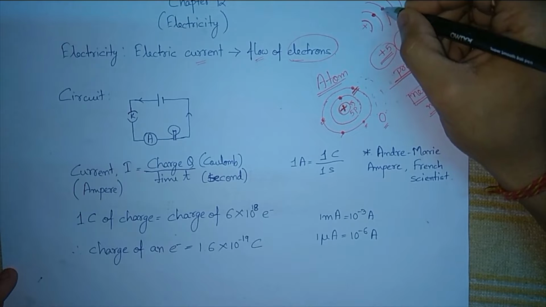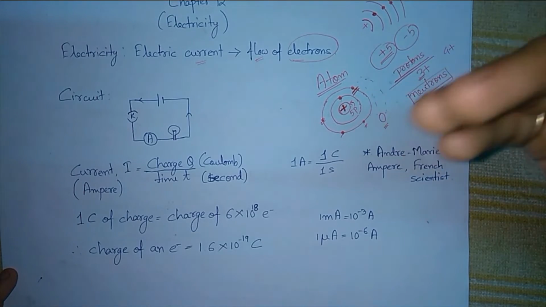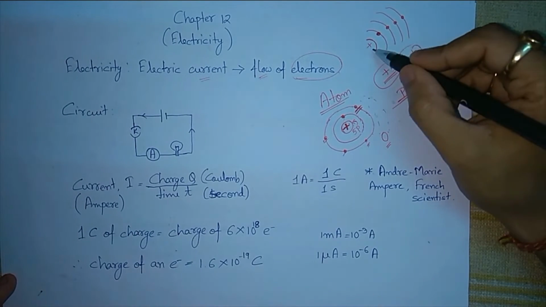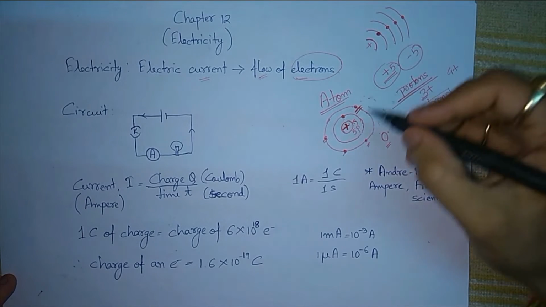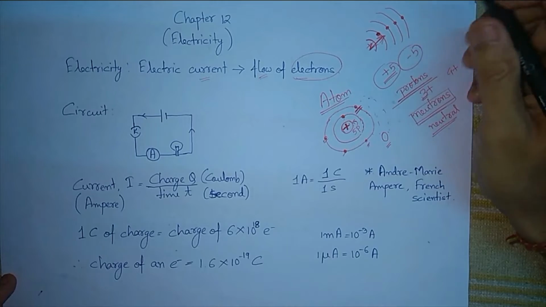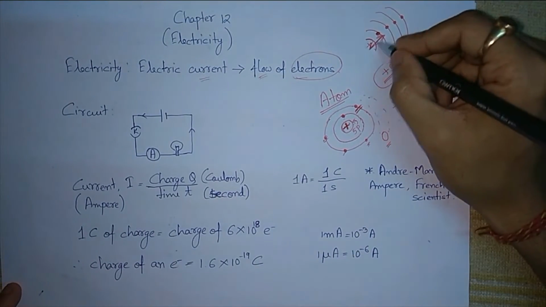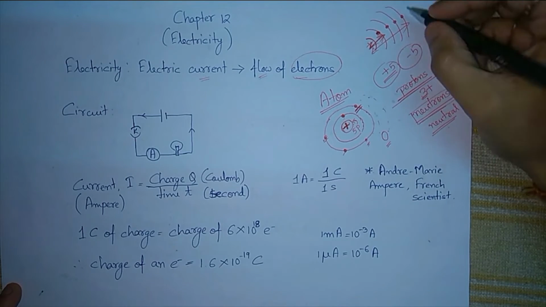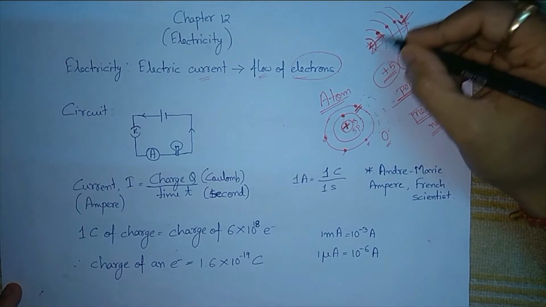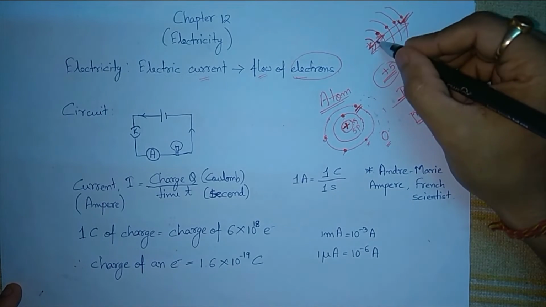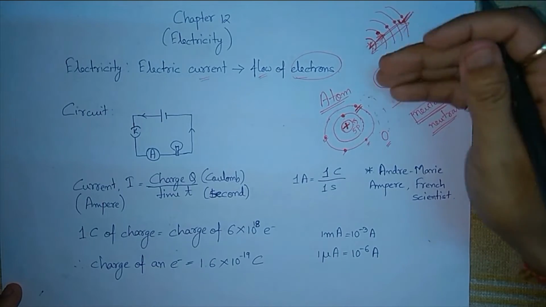Here is an electron, here is an electron, here is an electron, here is an electron. Now just use your brain and think about where the attraction will be the most. Attraction means the attraction between the positively charged nucleus and the negatively charged electrons. Here the attraction will be the most because the distance is least. The more the distance, the less the attraction. So here the attraction is least, therefore the electron will be free. It can move freely, but these electrons cannot move freely. Only this electron can move freely.